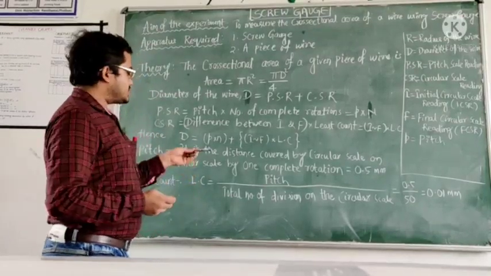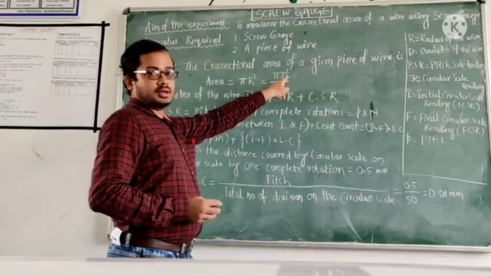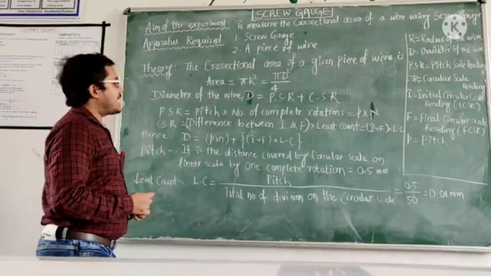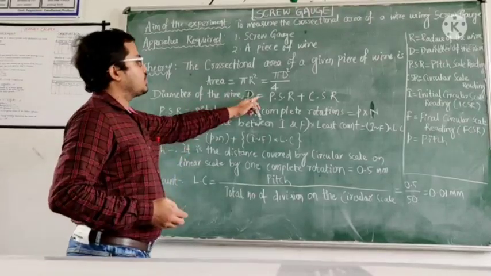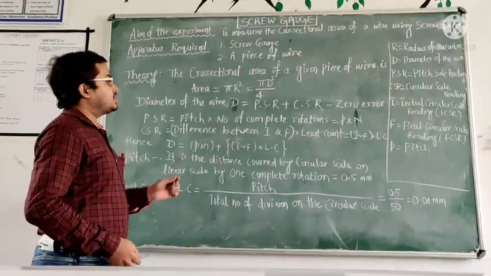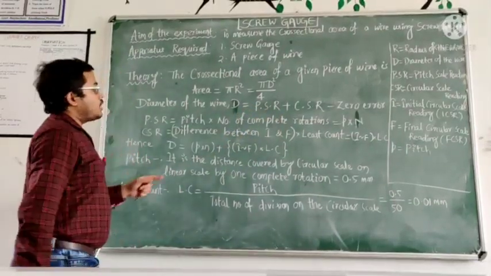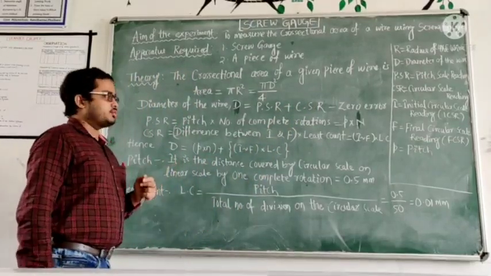To measure this diameter, you can clearly see this is the unknown value here, the diameter. To measure this diameter using this screw gauge, we are going to use the formula PSR plus CSR minus zero error. Then what is this PSR, CSR and zero error? We will check one by one.